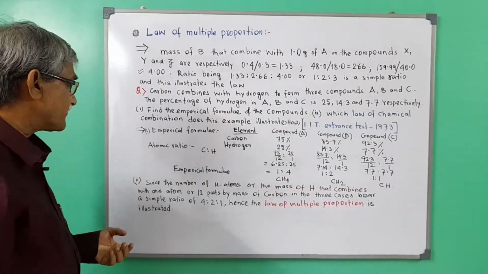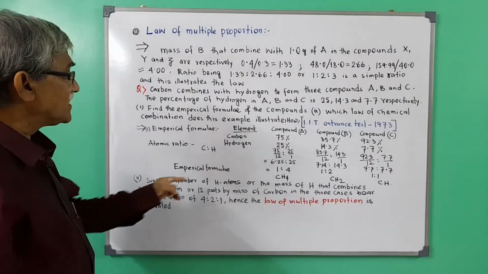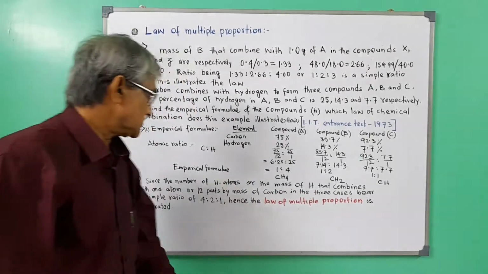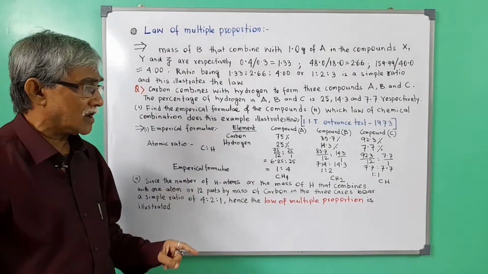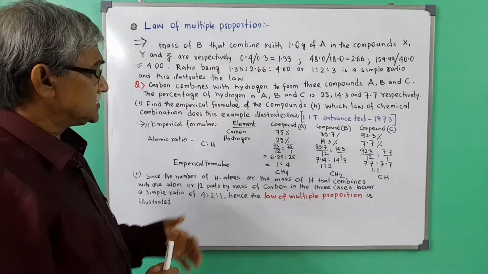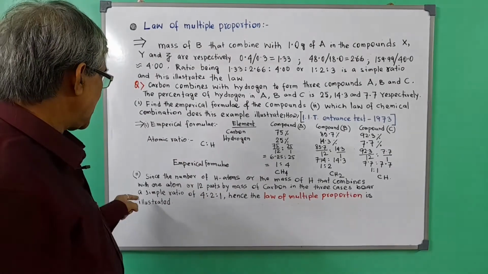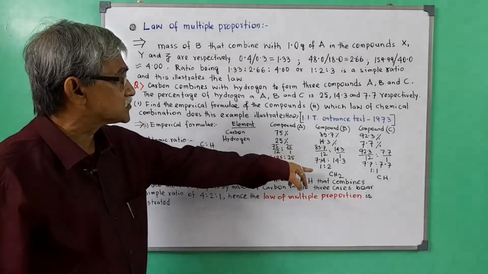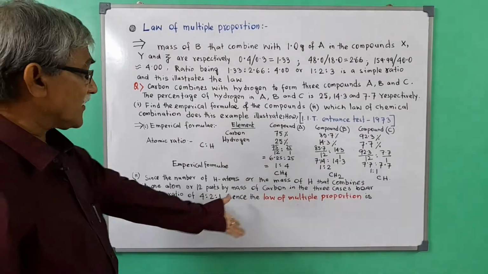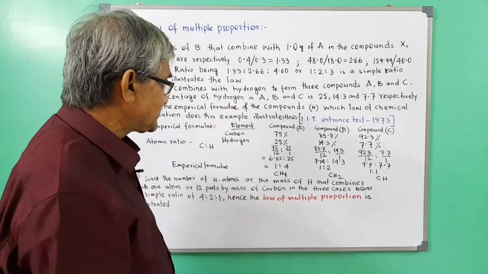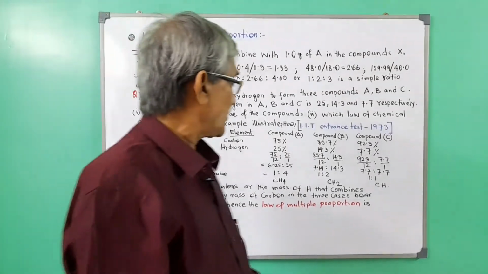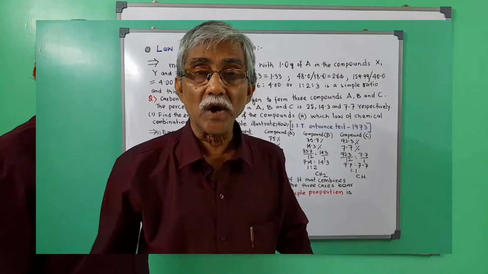Which law does it illustrate? Now you see, the number of hydrogen atoms, or you can say the mass of hydrogen, that combines with one atom or 12 parts by mass of carbon, in the three cases bear a simple ratio of 4 is to 2 is to 1. And this is a simple ratio. And that was the basic tenet of the law of multiple proportion. So this illustrates the law of multiple proportion, and here we answer the question.